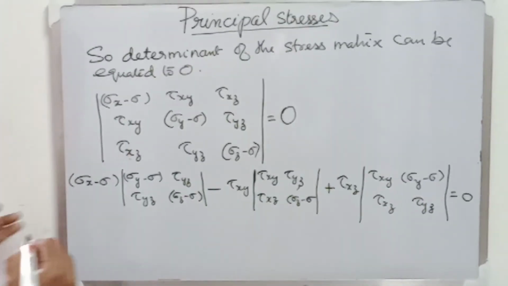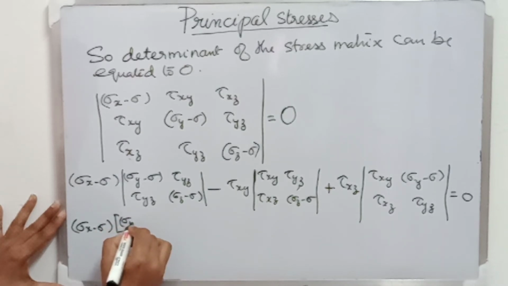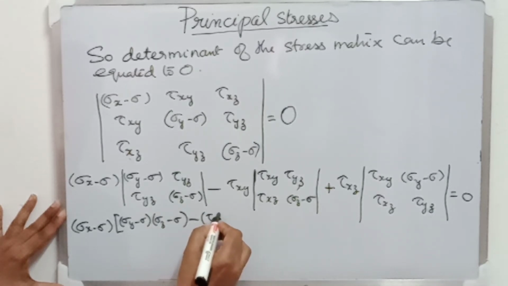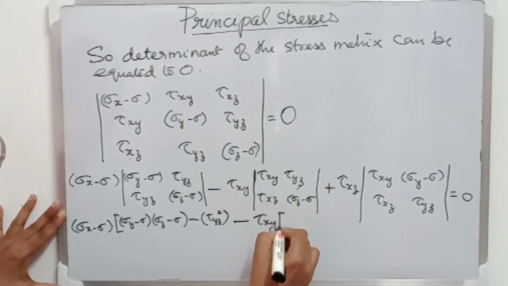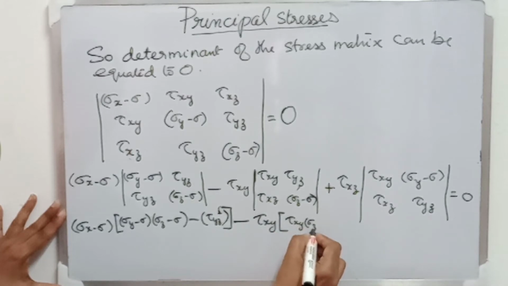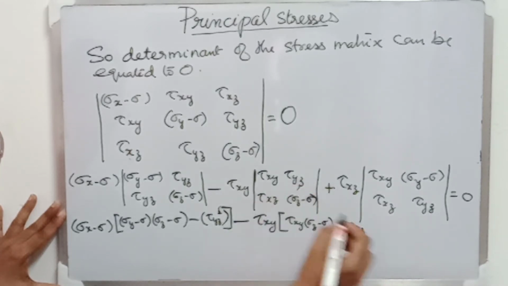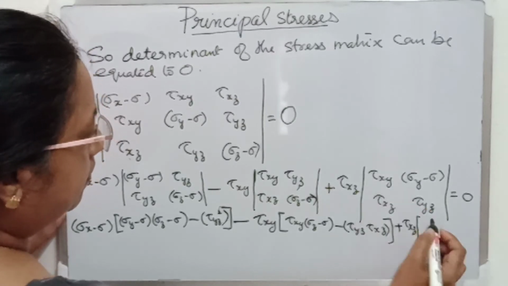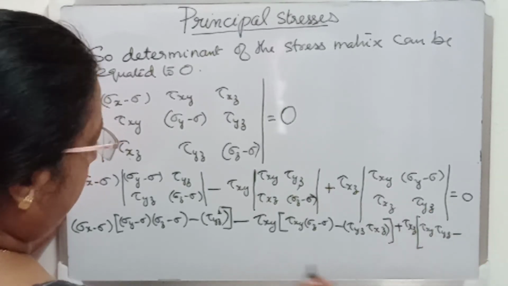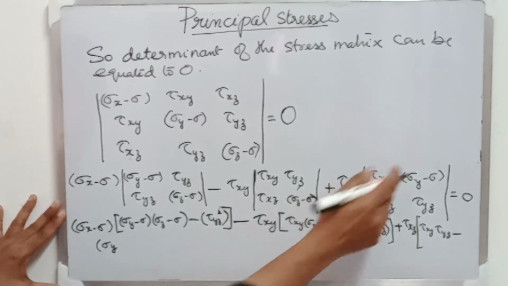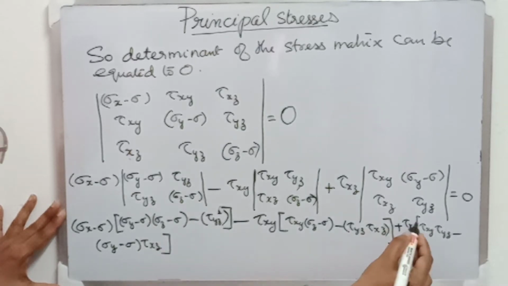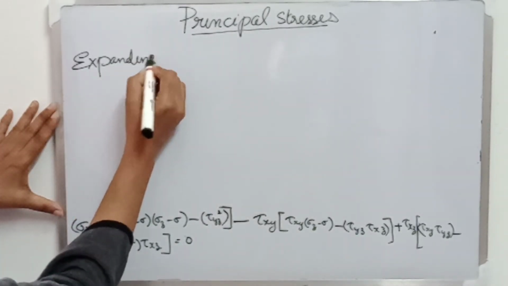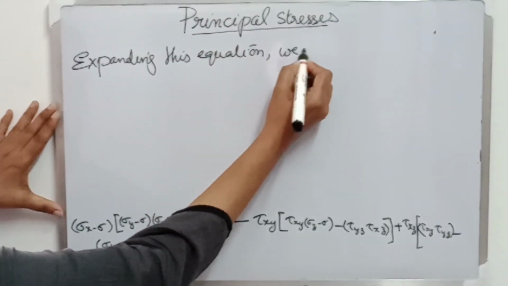Equal to 0. Continuing with computing the determinant of this matrix, that is also self-explanatory. And equating that to 0. Now I am expanding this equation. I have omitted the intermediate steps that you can do.